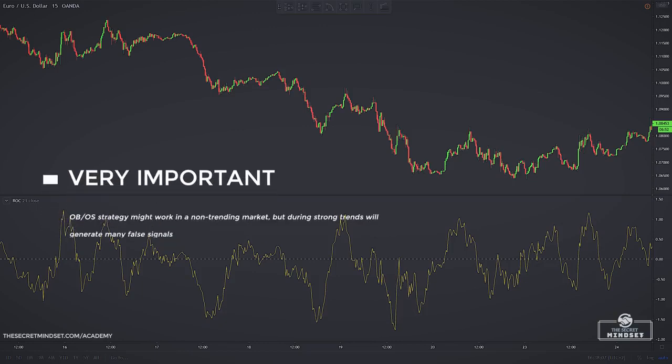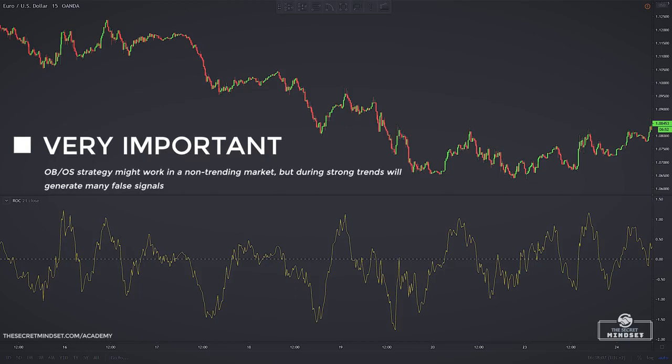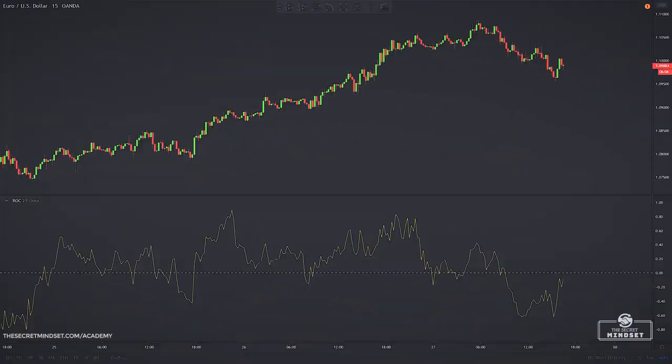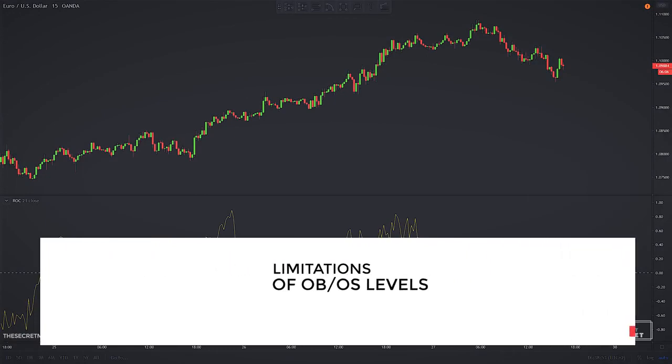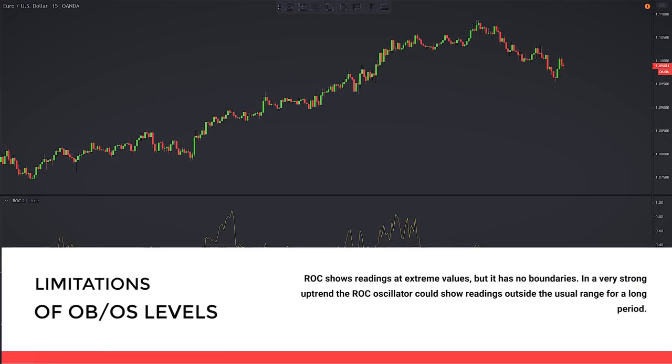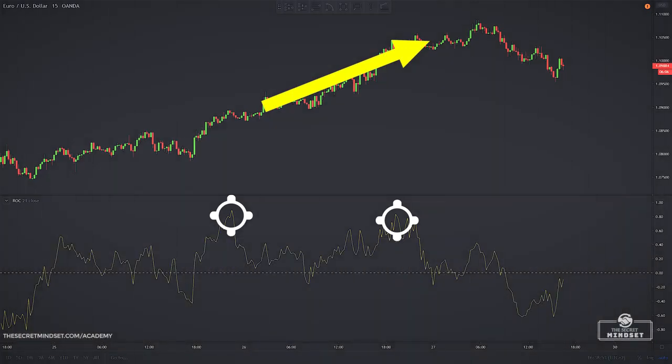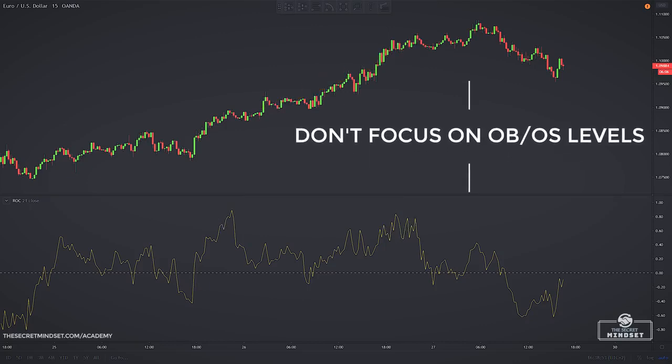Honestly, I don't prefer this approach at all. This strategy might work in a non-trending market, but during strong trends, traders often get false signals, as shown in this example. As I said before, the rate of change shows readings at extreme values, but it has no boundaries. In a very strong uptrend, for example, the rate of change could show readings outside the usual range within a specific time period. These overbought or oversold extremes can be monitored as they could indicate a trend reversal, but these extreme values are highly subjective, so I wouldn't concentrate my attention on overbought or oversold levels.